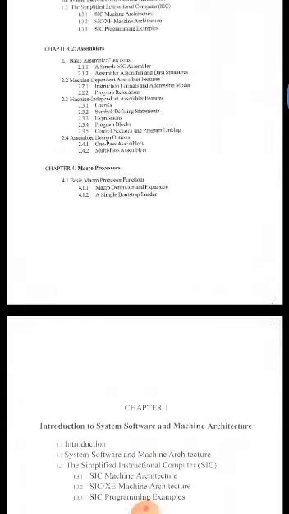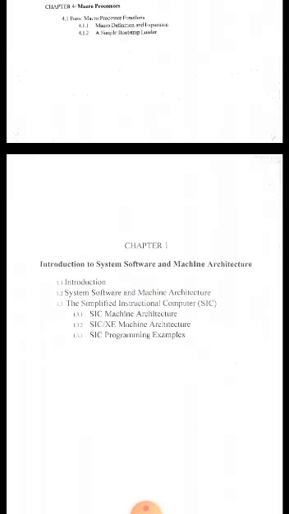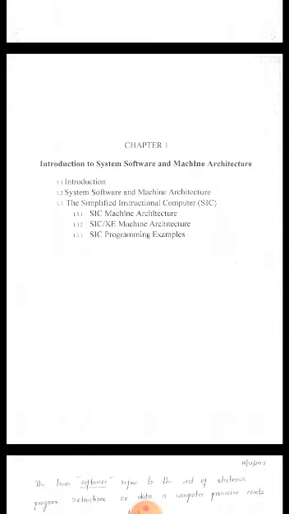So coming to the first chapter, that is Introduction to System Software and Machine Architecture, which includes 1.1, 1.2 and 1.3. You don't have SIC programming examples as a part of your syllabus.